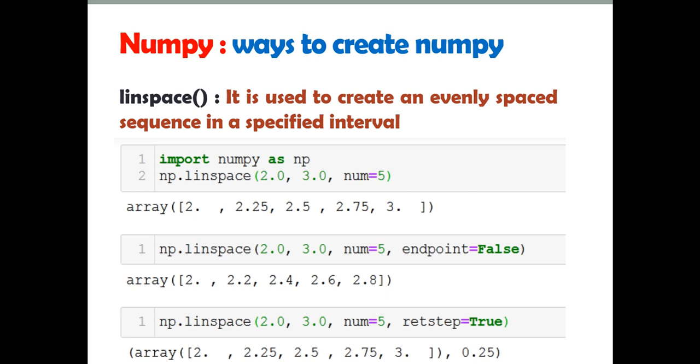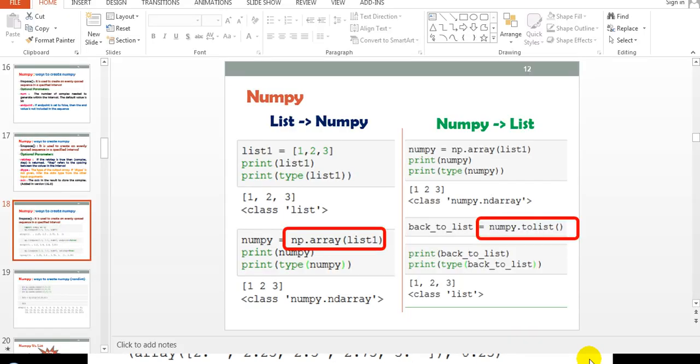In the third example, you can see np.linspace 2.0, 3.0, num is equal to 5, retstep is equal to true. So again, num is equal to 5 means the number of samples needed to generate within the interval. The default value is 50, but here I have taken 5. If retstep is true, then it returns in parentheses samples, step. The step value refers to the spacing between the values in the interval. Now let me show you in the Jupyter notebook.